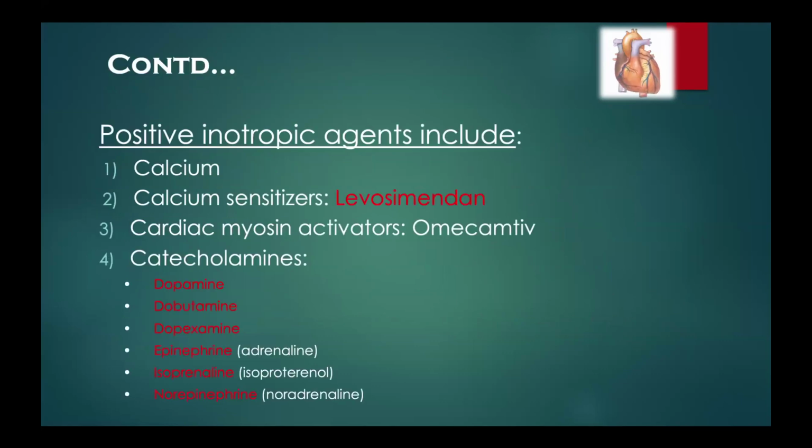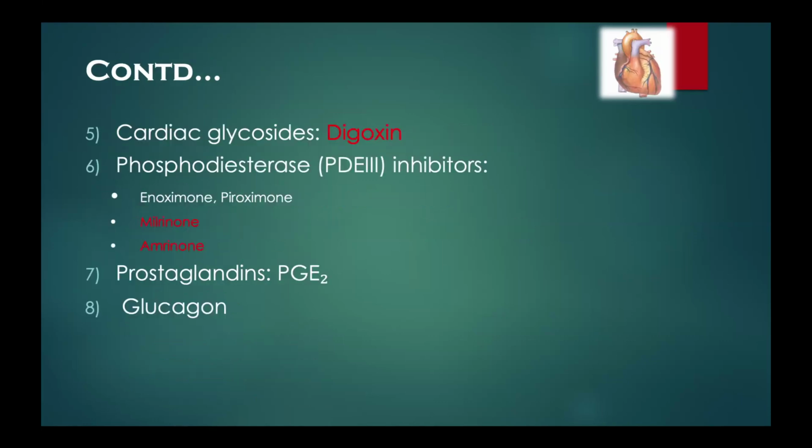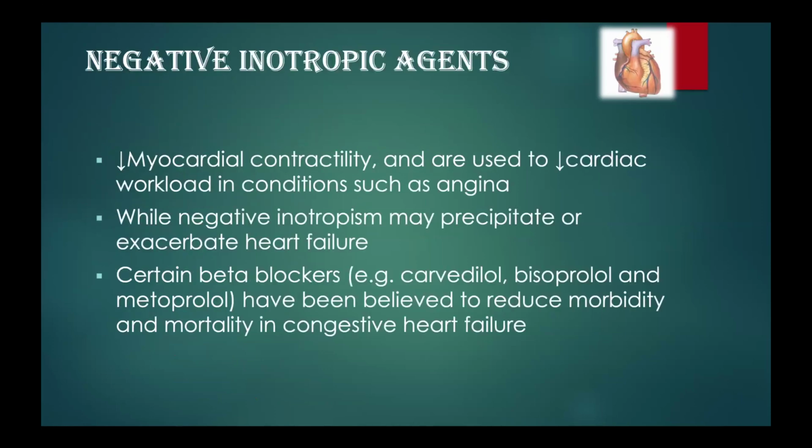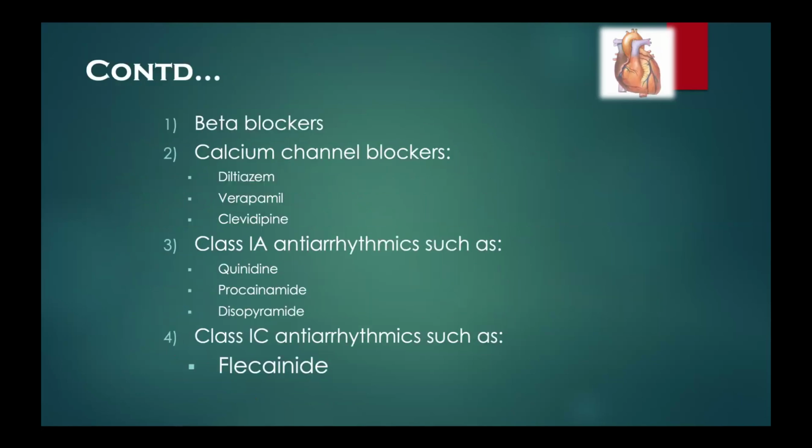The agents include calcium sensitizers like levosimendan, cardiac myosin activators like omecamtiv, and catecholamines like dopamine, dobutamine, dopexamine, epinephrine, isoprenaline, and norepinephrine. Also included are cardiac glycosides like digoxin, phosphodiesterase inhibitors like milrinone and amrinone, prostaglandins like PGE2, and glucagon. Negative inotropic effects are mostly seen with beta blockers. The other agents are calcium channel blockers, class 1A antiarrhythmics like quinidine, and class 1C antiarrhythmics such as flecainide.